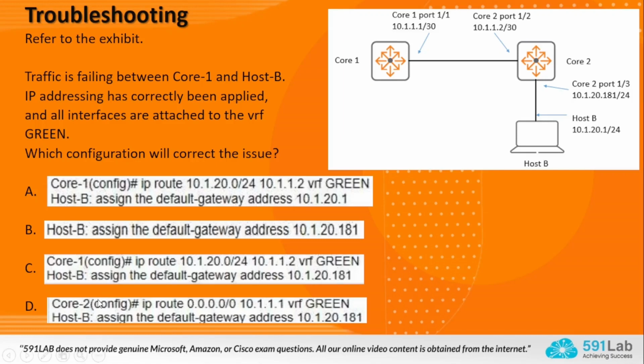Just check the option D. IP route, this is the default route. Default route pointing to 10.1.1.1 in core 2. In core 2, there is no need to put a default route towards 10.1.1.1 because core 2 already knows how to reach 10.1.1.1, because this is a directly connected network. So option D is wrong. So the correct answer is option C.